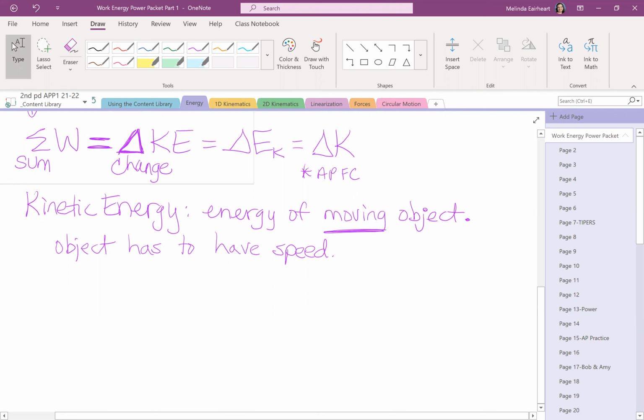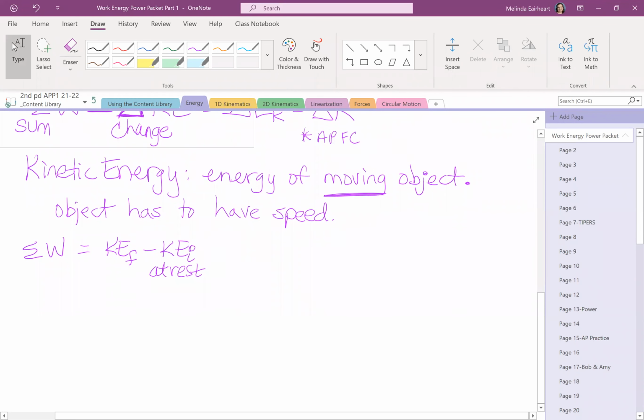Final minus initial. So we can keep it going and say the sum of the works equals KE final minus KE initial. And so maybe that box up above started from rest. Oh, I guess I should give you the equation for kinetic energy, right? Kinetic energy on its own, so on the AP formula chart, K, or KE, is what you'll see me write, is equal to 1/2 mv squared.